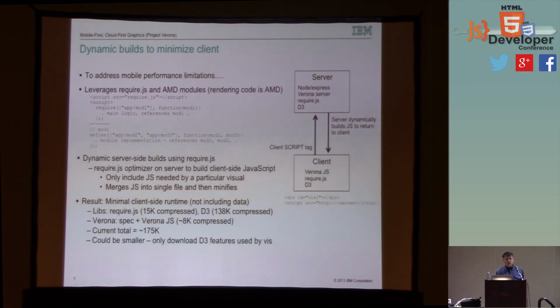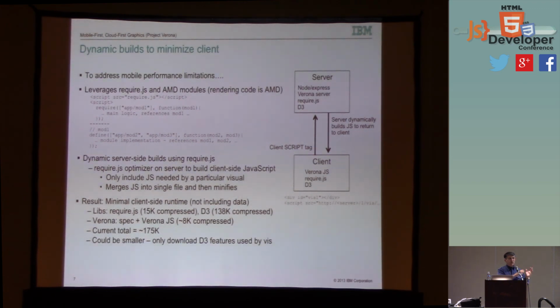Part of this architecture is to minimize the amount of JavaScript that goes to the client. To address that, we're leveraging a technology called require.js. Is anybody familiar with AMD, require.js, common.js, and all these things? There are these pseudo standards out in the community right now for how to define modules, reusable modules in JavaScript.